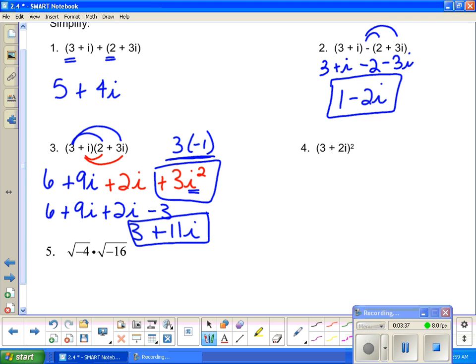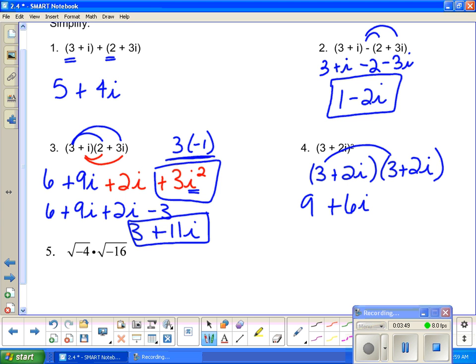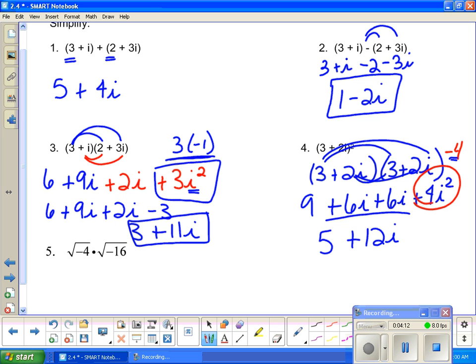Okay. Multiply this out. 3 plus 2i times 3 plus 2i. Distribute. 9 plus 6i plus 6i plus 4i squared. Again, we have that i squared. So that makes that a -4. 9 minus 4 is 5. 6 plus 6, 12i.